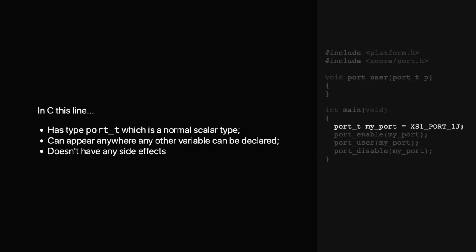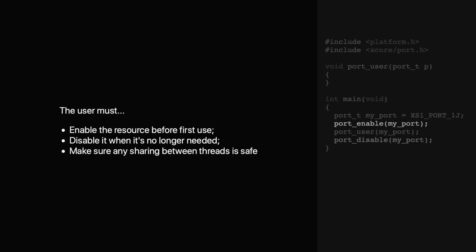In C, we use a port_t from libxcore. This is an ordinary scalar type, so the line can appear anywhere any other variable can be declared, and nothing will stop us changing the port this variable refers to, or creating multiple handles to the same port. Most importantly, this line has no side effects, so creating this handle won't do anything to the physical port resource. Instead, we'll manage the port ourselves, which should be a more familiar experience for C programmers.